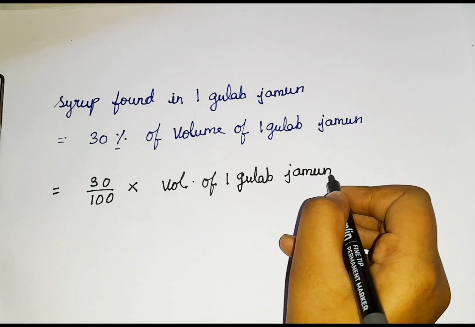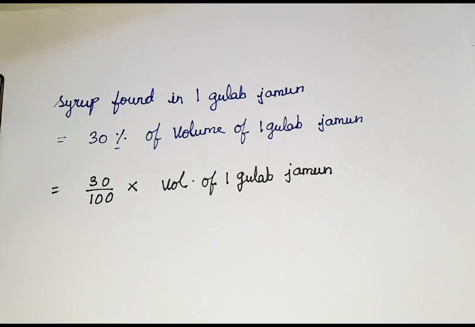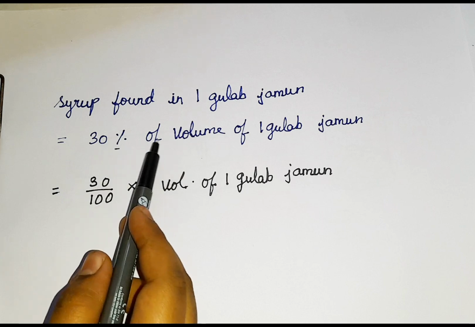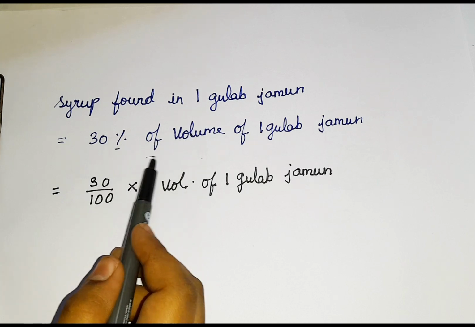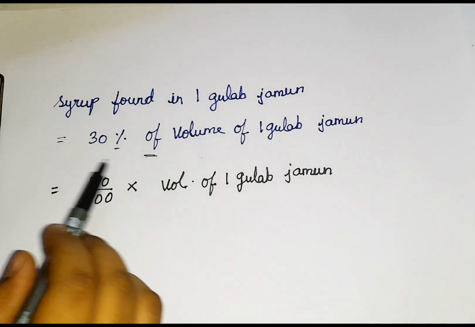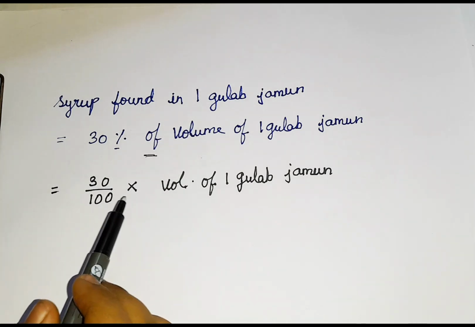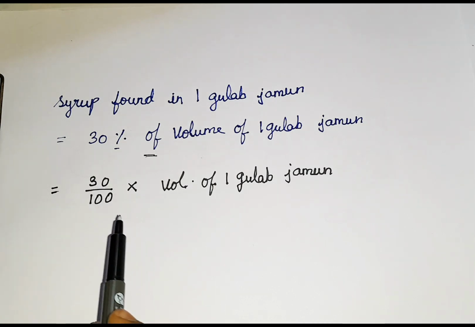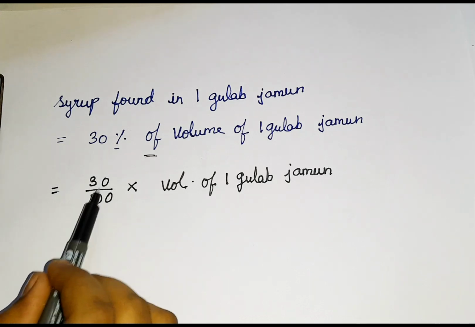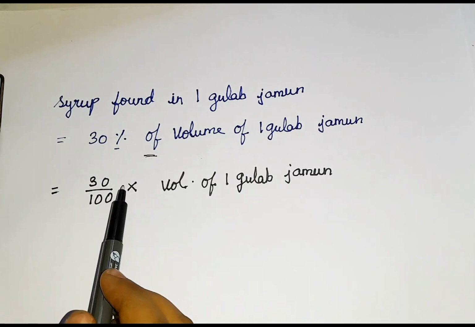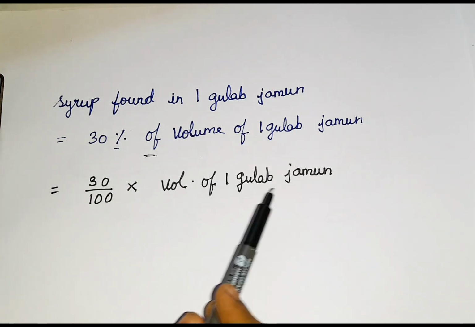So why am I doing it like this? The question is, why did I write multiplication? Here they mentioned 30% of volume, am I right? They mentioned "of", and "of" means into, multiplication. This one we studied in 7th standard, so I hope you guys know that. Percentage we are supposed to write like this, and since we had "of", I just wrote multiplication and the rest of the sentence as it is.